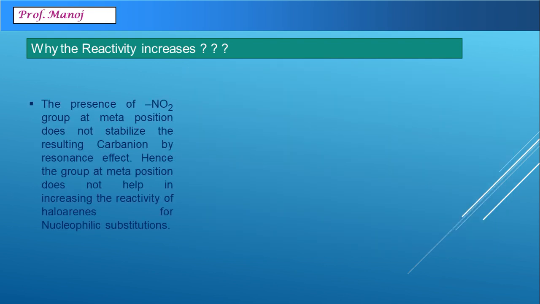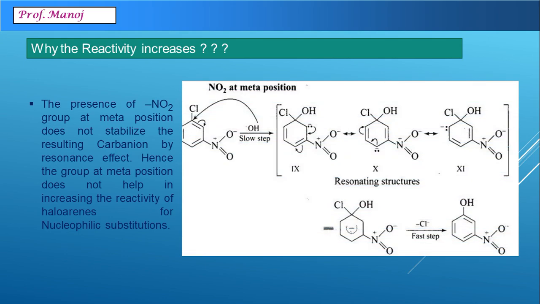Instead, if you put a group at meta position, we will see that it does not stabilize by resonance at all. If meta position is there, you can clearly observe that the negative charge on the benzene ring is coming on ortho and para positions, and the NO2 group is absolutely not able to help stabilize the resonance. That itself shows that meta position will not have any effect on the reactivity of haloarenes. This completes our topic of haloarenes.